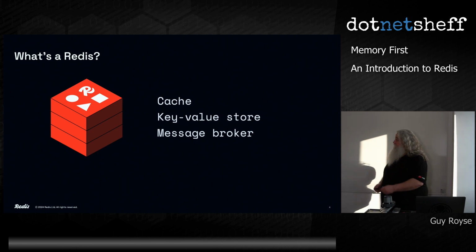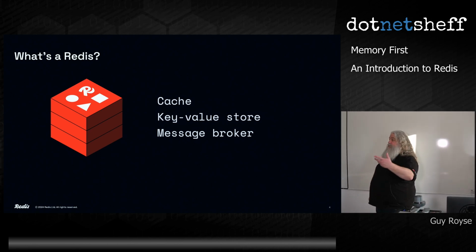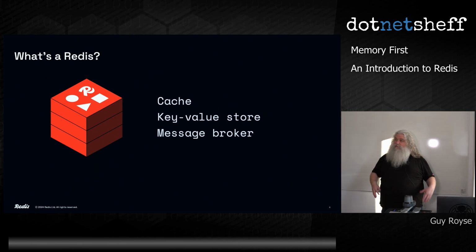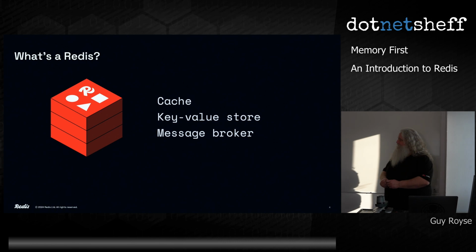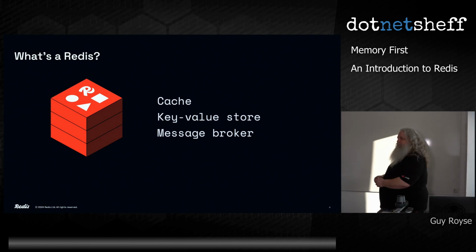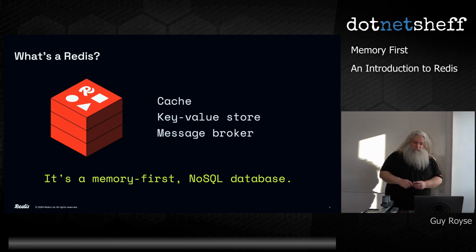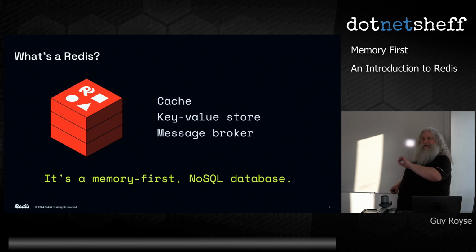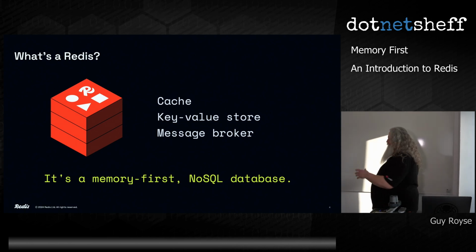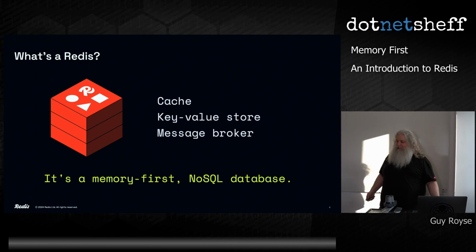A lot of people say Redis is a message broker. It's got a pub-sub capability which lets you post messages and publish them out to a bunch of listeners. It's actually got a lot of capabilities. But what I like to say to sum up the core thing that Redis is, is that it's a memory-first NoSQL database. That sounds like a nice, pithy, elevator-pitchy kind of thing to say, but what does that really mean? What does memory-first NoSQL database mean?